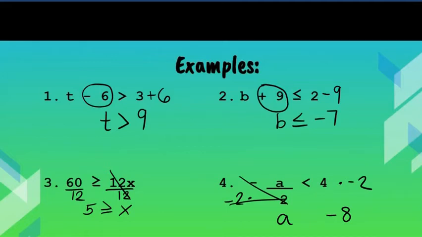Now, when we write our inequality symbol, we need to remember to flip it. The reason why is because we multiplied by a negative number. This is an example of the flip-flop rule. The flip-flop rule is when you need to flip the inequality symbol when you multiply or divide by a negative number. So we're going to flip the sign to make it greater than. This is the solution. a is greater than negative 8.